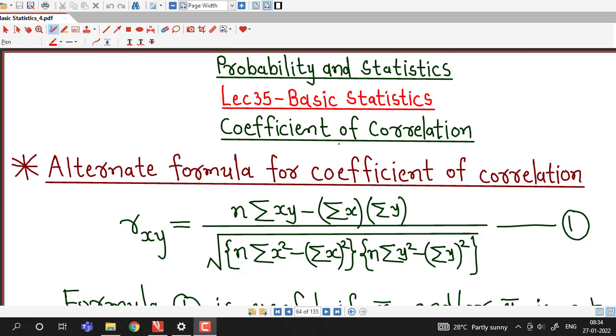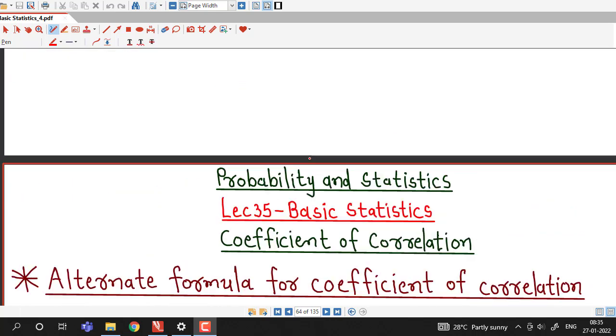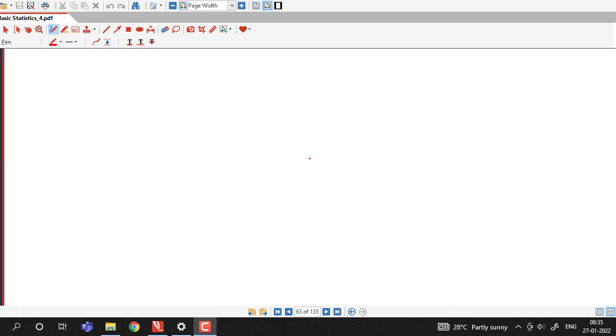In this lecture we are going to discuss alternate formula for coefficient of correlation. We will also show that coefficient of correlation is independent of change of origin and change of scale. So that we will discuss with the help of example. First we discuss what are the alternate formulas for coefficient of correlation.